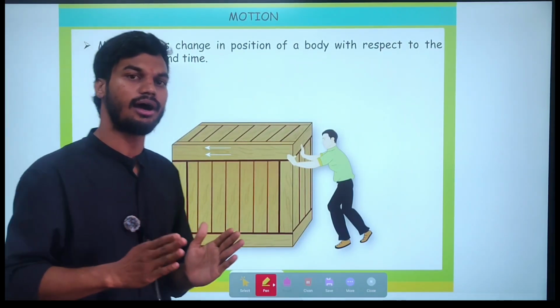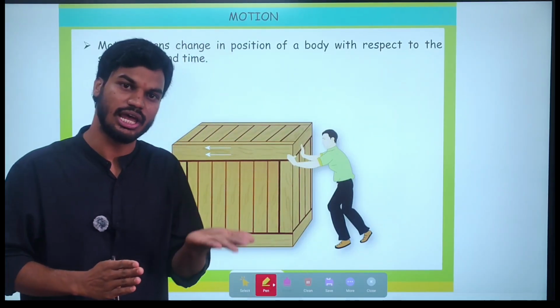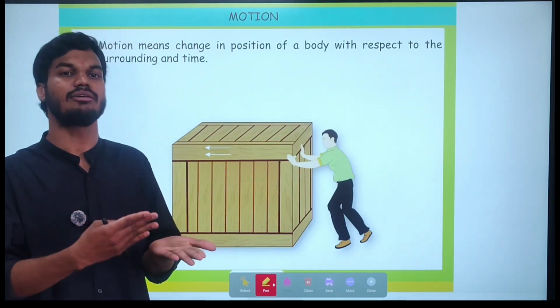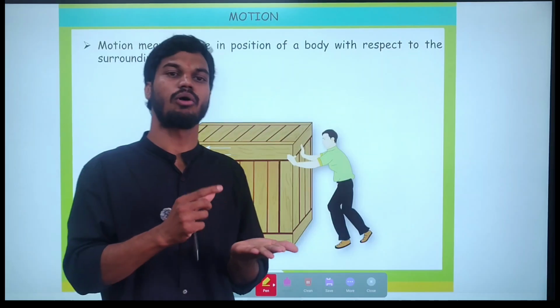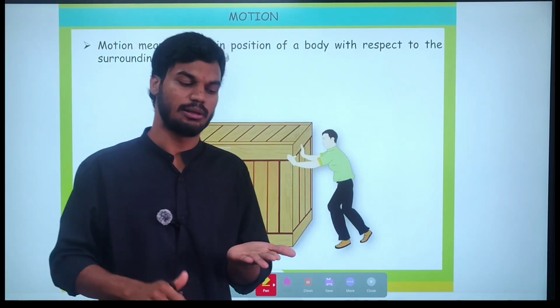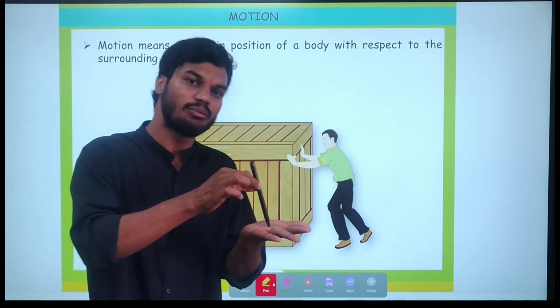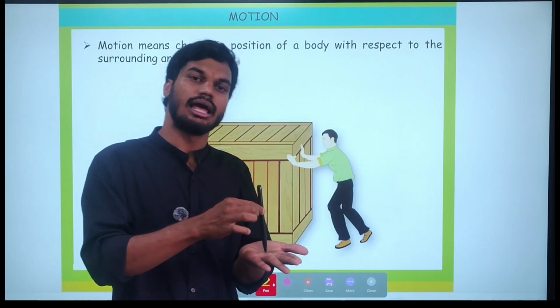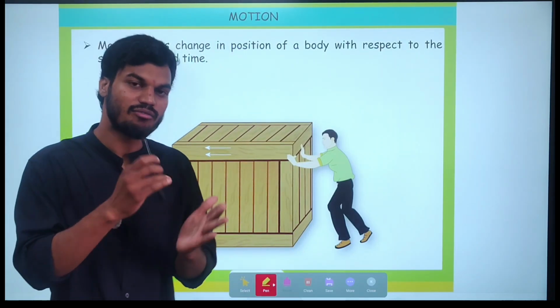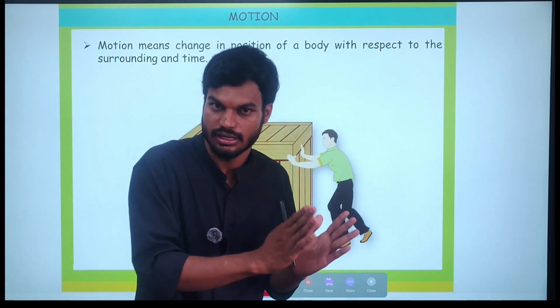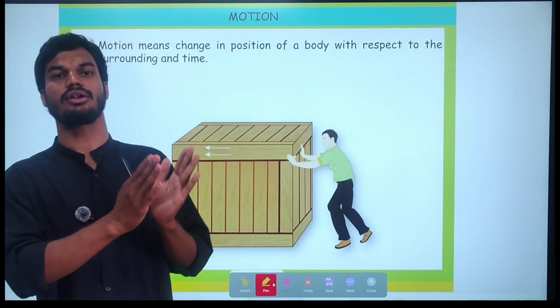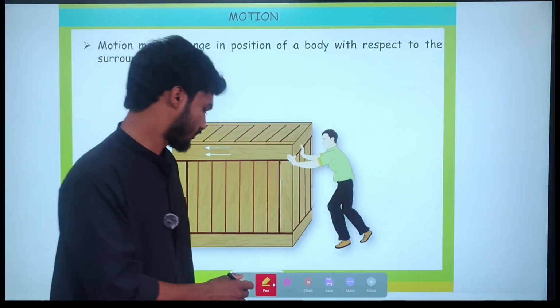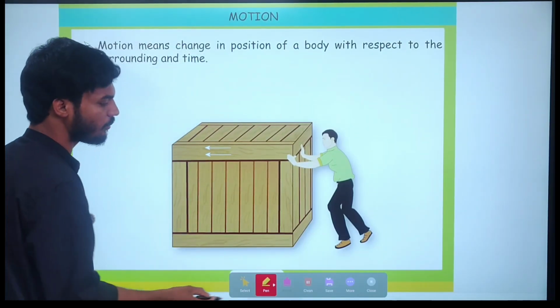If the body or object remains at the same position as the time interval changes, then the body is said to be at rest. Simply, the body is unable to move, the body remains in the same position with respect to time, which is known as a stationary or rest position. Here the boy is able to move the box.